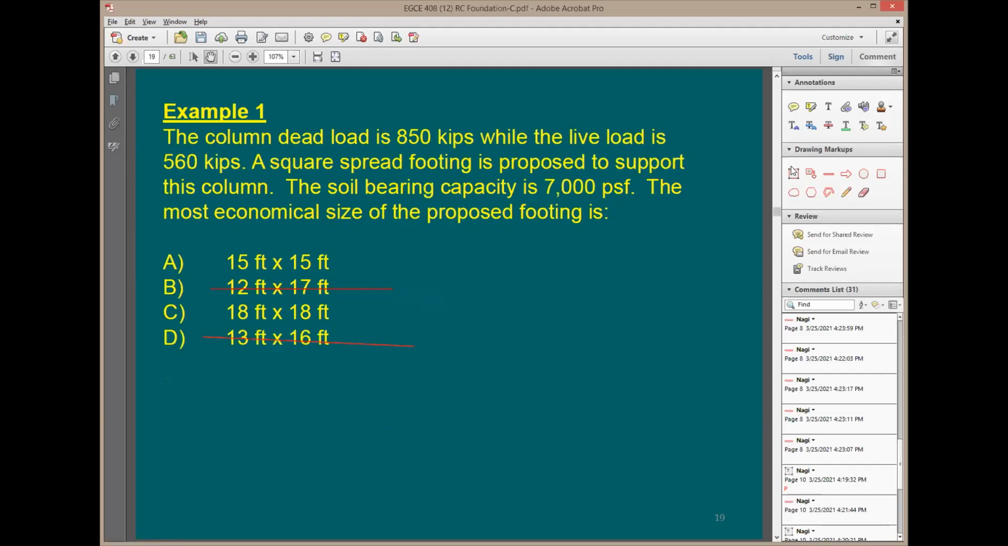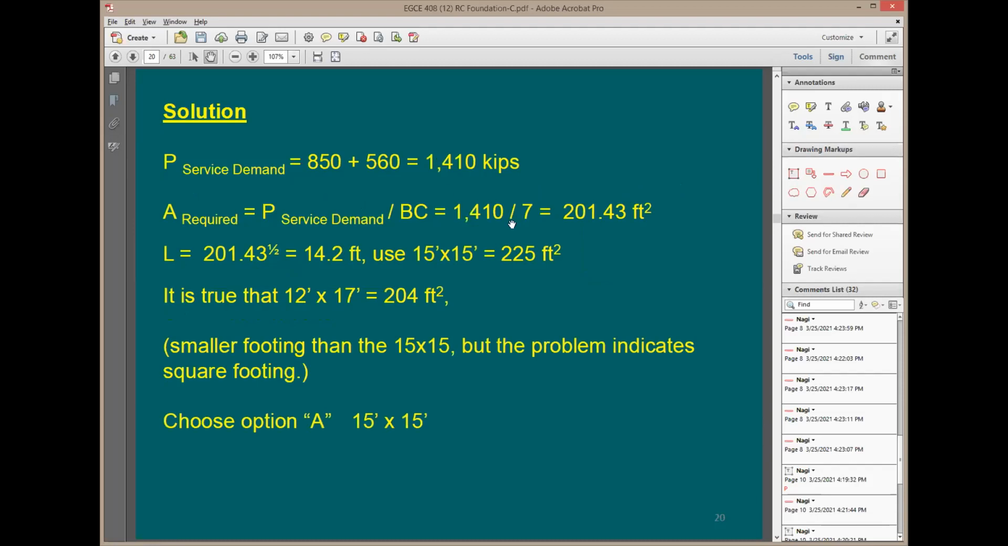What is the 7 KSF? Let me confirm this. It says here 7,000 PSF, which means 7 kip per square foot. Since my load here is in kips, it is easier to put this in KSF. So I took this 1410 divided by 7. I need at least a contact area between the footing, which means in plan is going to be length by width, of 210 and a fraction square feet. Because it says here square footing, find the square root of that number, right? It says here 14.2 feet.